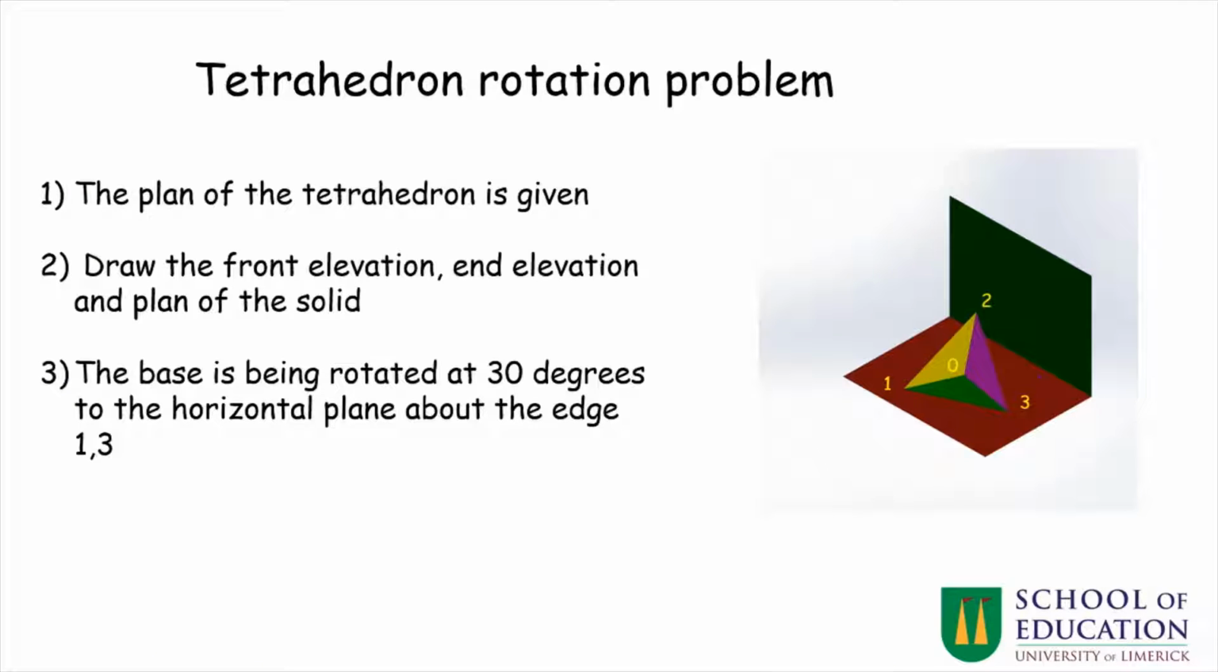So here we're looking at a tetrahedron rotation problem. We're given the plan view of the tetrahedron and we're asked to draw the front elevation, end view, and plan view of the solid. The base is being rotated at 30 degrees to the horizontal plane about the edge 1,3.